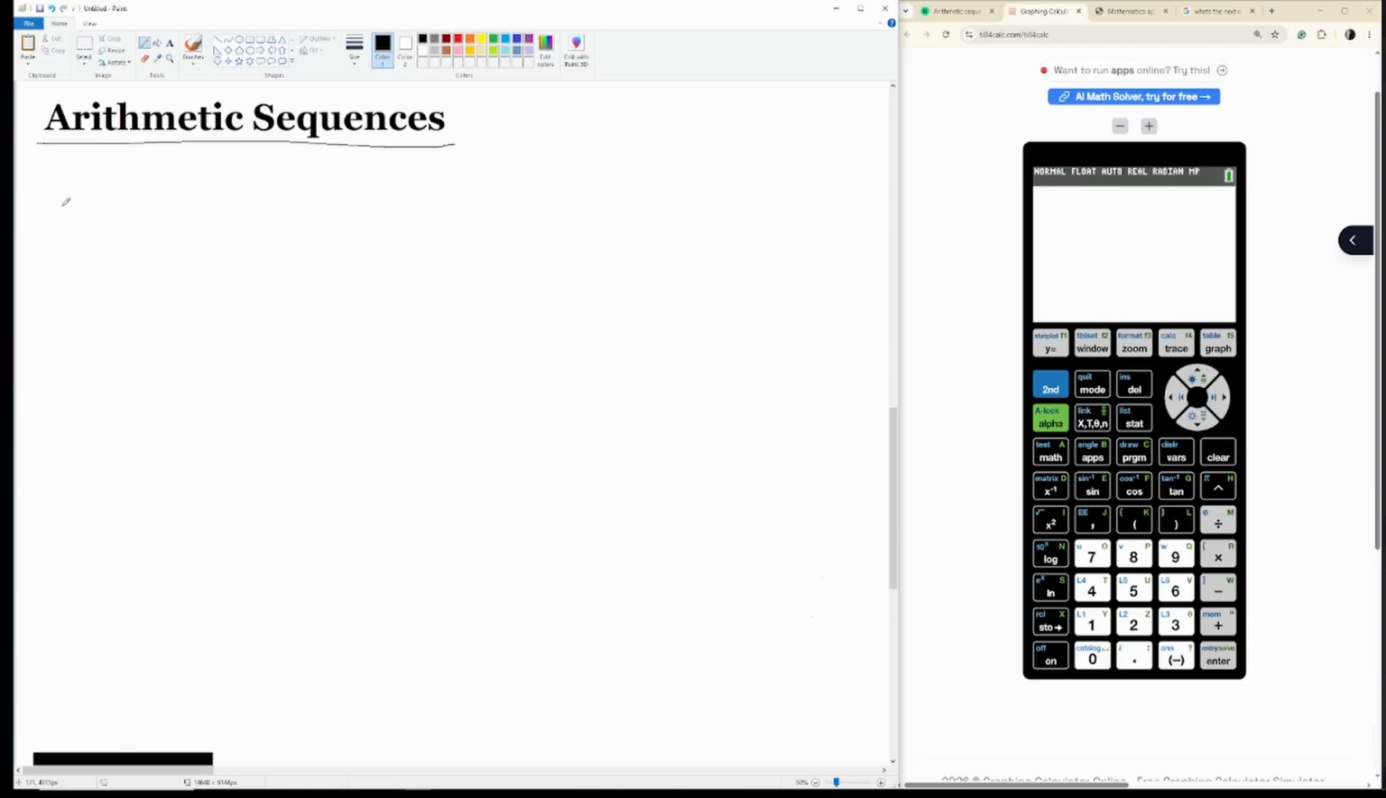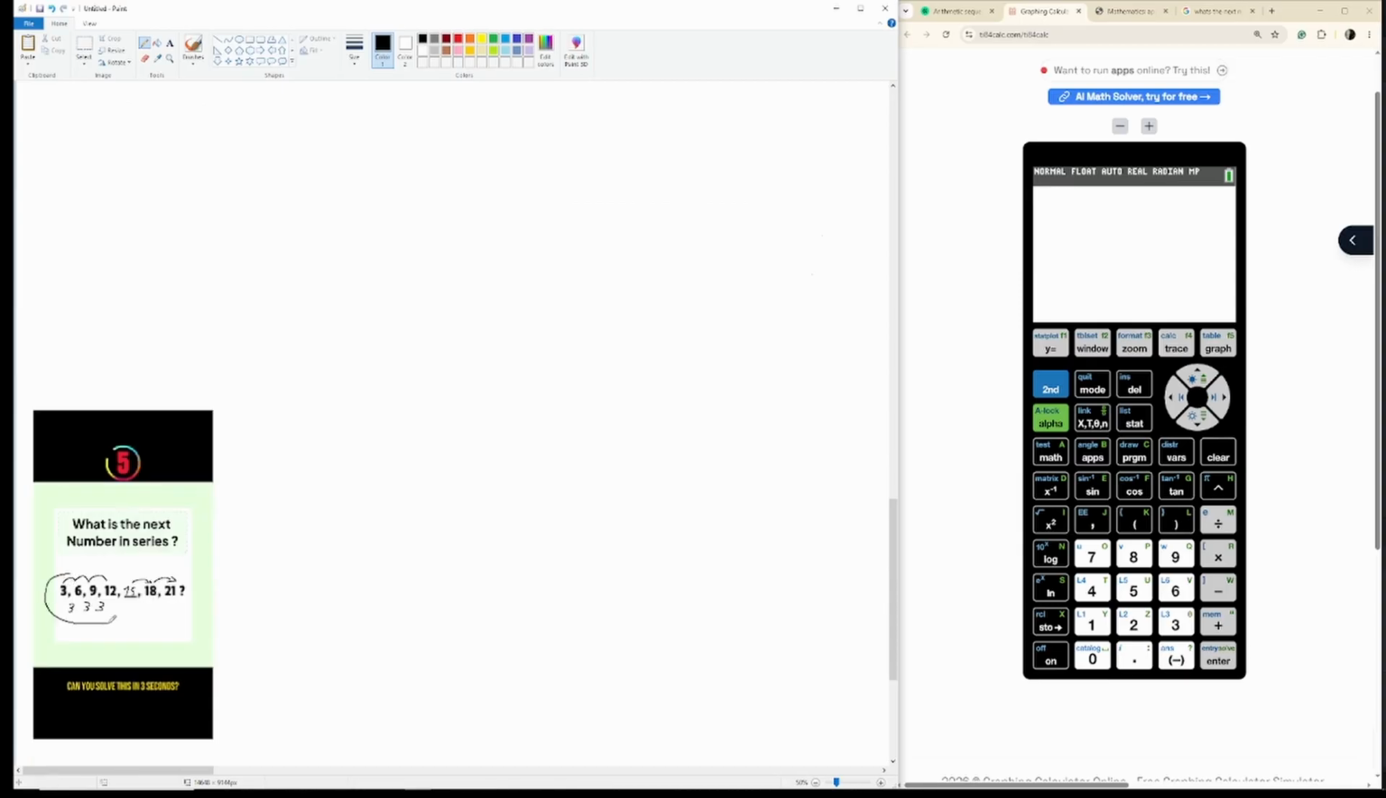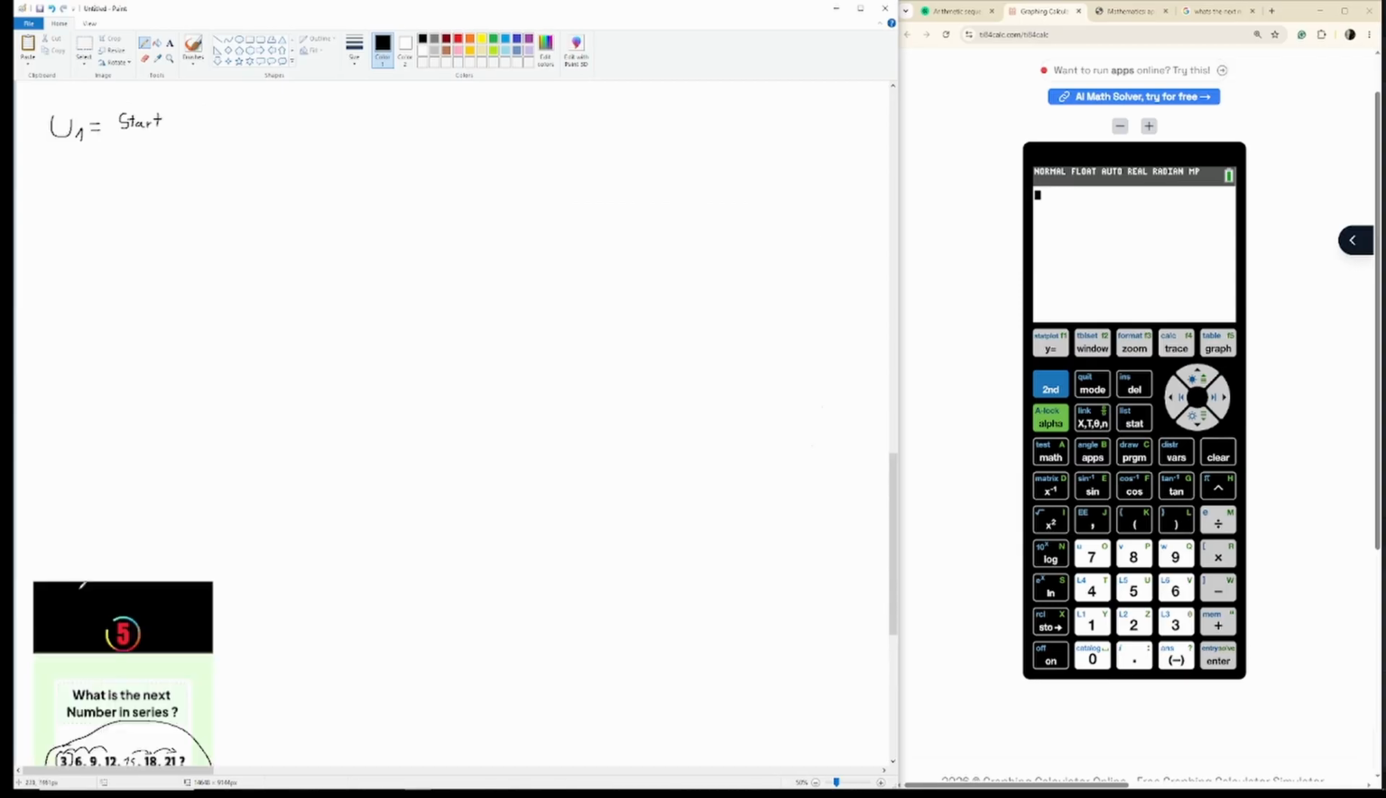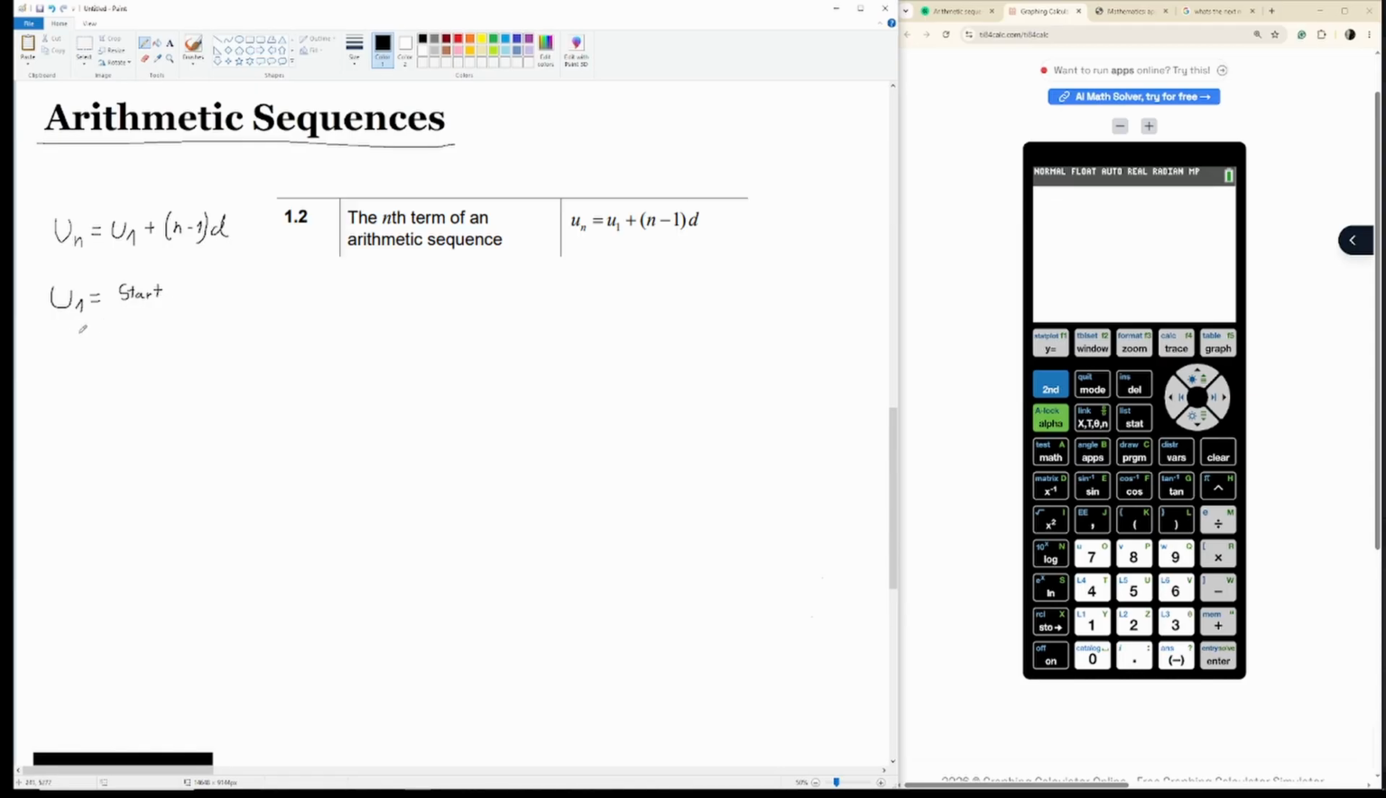And the main arithmetic sequence formula is Un equals U1 plus n minus 1 times d. This might seem a bit confusing at first, however, if I explain it, you'll definitely understand. So U1 is essentially the starting point. It means that this is the start of your series, and if you're given a huge set of numbers, like here, 3 is the U1, it's the start of your series.